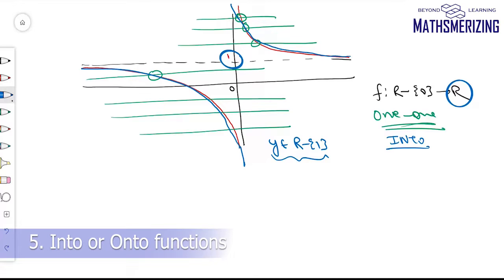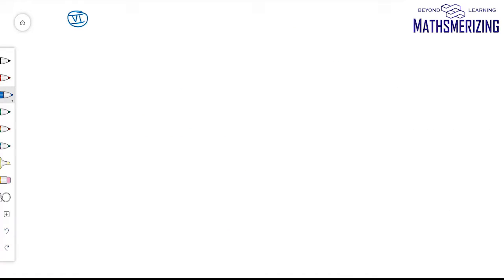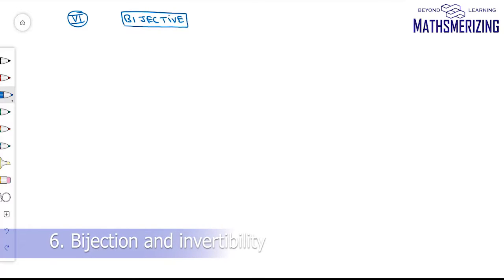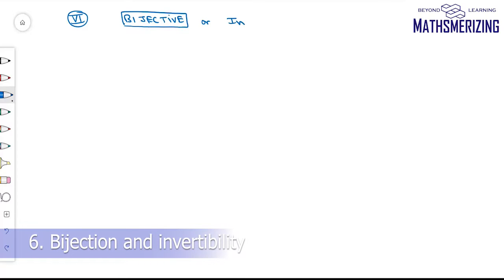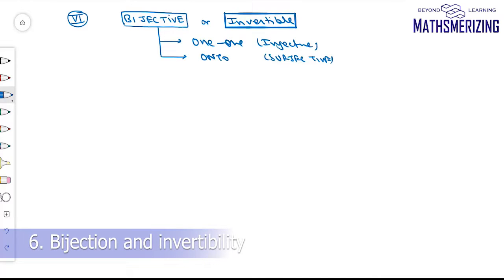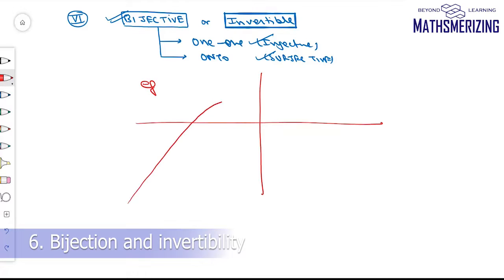Now the sixth thing that we'll decide from the graph is whether the function is a bijective function, or in other words, whether the function is invertible. If a function is both injective as well as surjective, then we say the function is bijective. And when a function is bijective, only then its inverse exists. Suppose the function is defined f from R to R, and I need to know whether the inverse of this function exists or not.